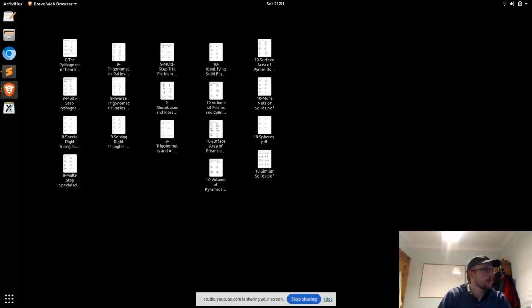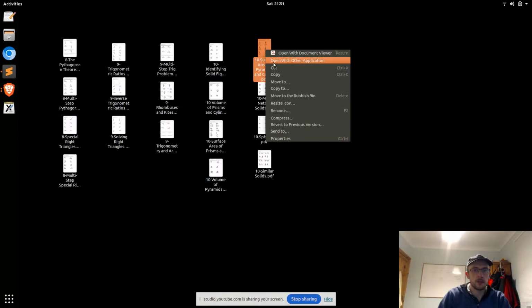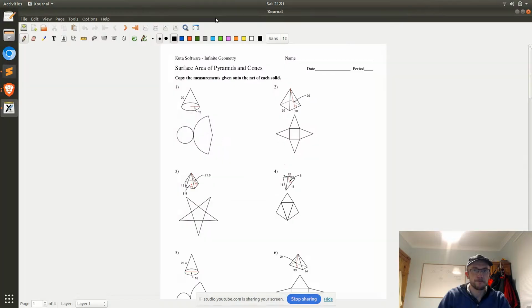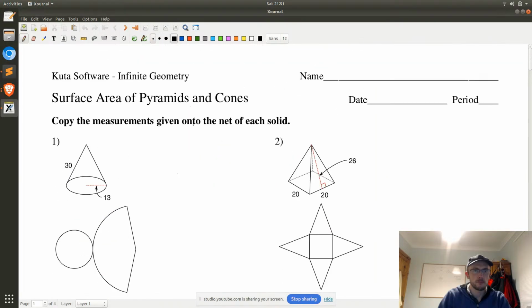Right, here we go. Surface area of pyramids and cones coming up. Let's see here.